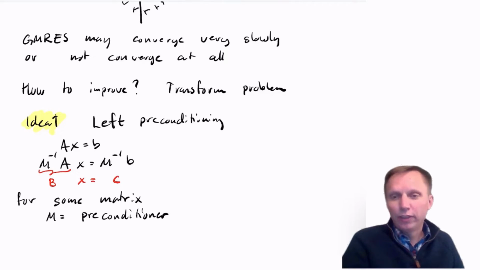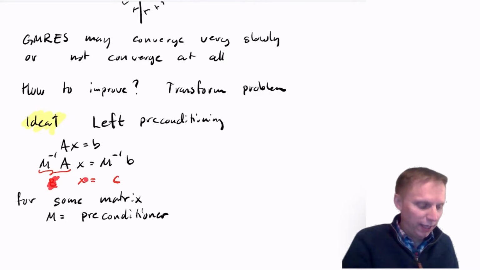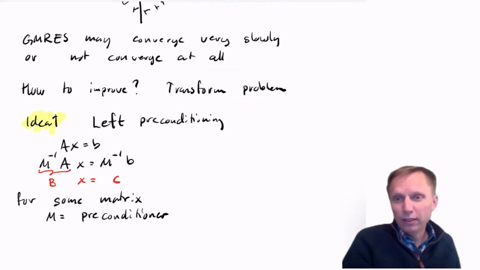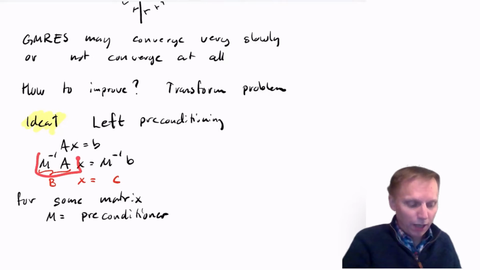So now we have a new linear system, Bx equals C, containing this M inverse matrix. And so we have effectively transformed the problem. And the idea of this left preconditioning is that you effectively apply GMRES to this transformed problem.